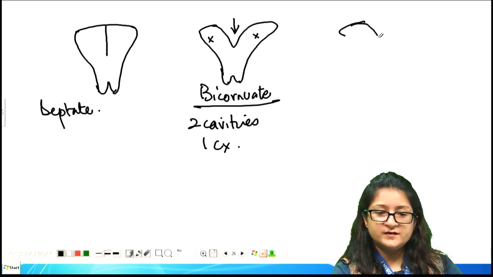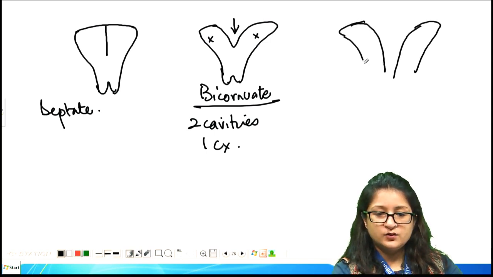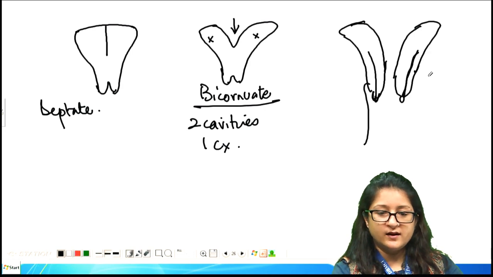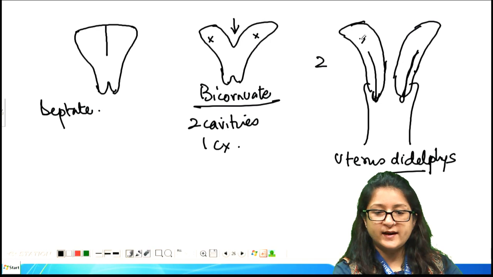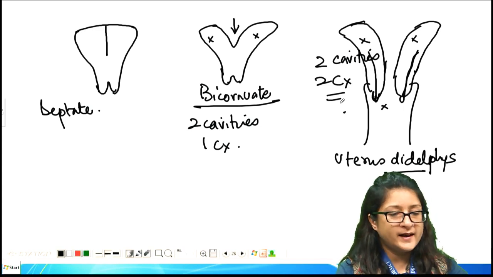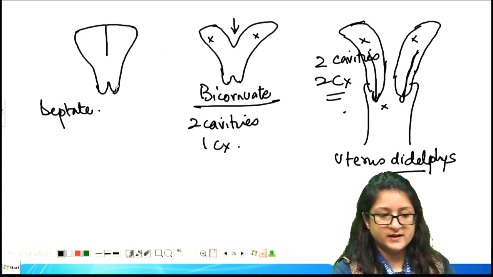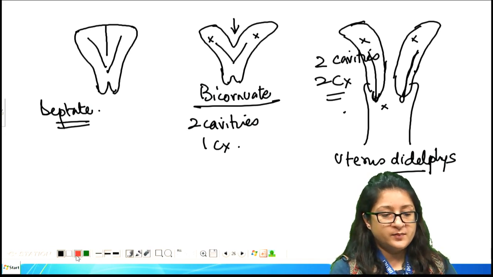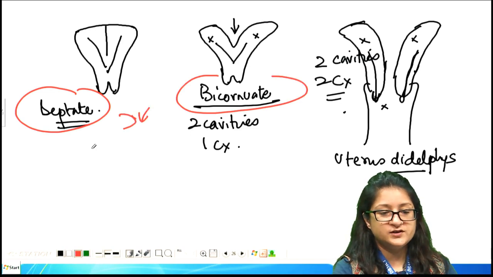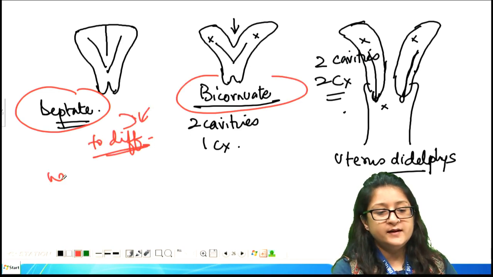Whereas the uterus didelphis on the other hand is like this. There is going to be two cavities, yeah, like this. So this is the uterus didelphis. The uterus didelphis will have two cavities and two cervix, two uterine cavities and two cervix, all right. So on HSG, the bicornuate and the septate will look the same. Even hysteroscopically from inside, they will look the same, like cavities. But to differentiate between septate and bicornuate, we need to see the fundus.